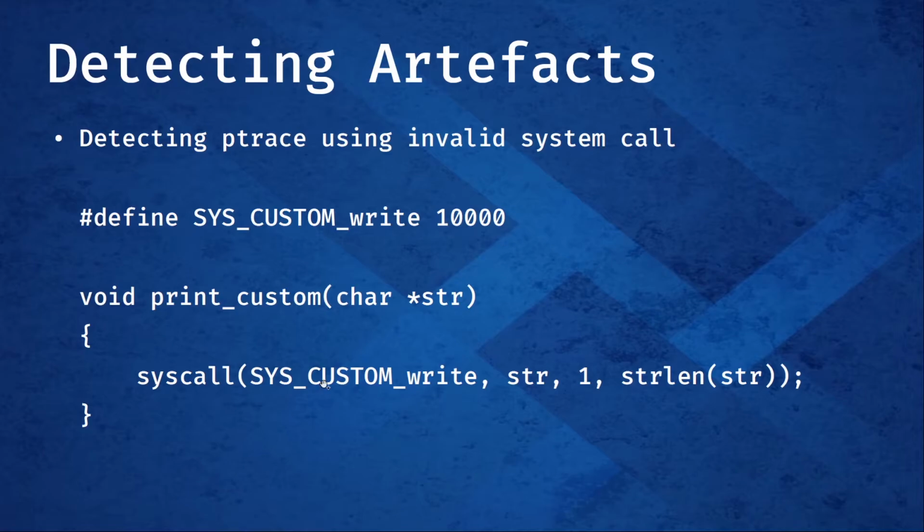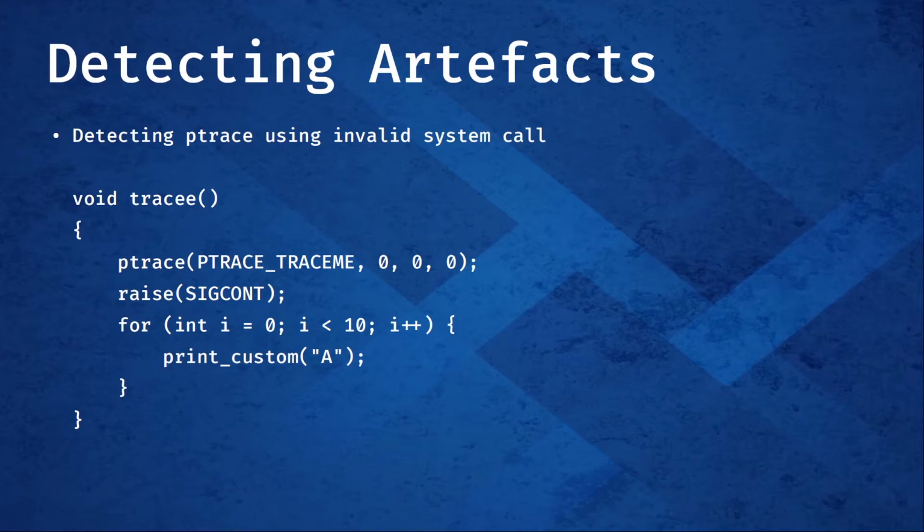So for this example, I have defined a custom syscall which doesn't really exist, and then I have defined a function called print custom, which simply calls that particular syscall. Now this is where I call that print custom function inside a loop, and in the loop I am attaching to myself, and then I am raising a signal to continue. This basically ensures that the process which is monitoring this part of code gains control whenever something goes wrong here.